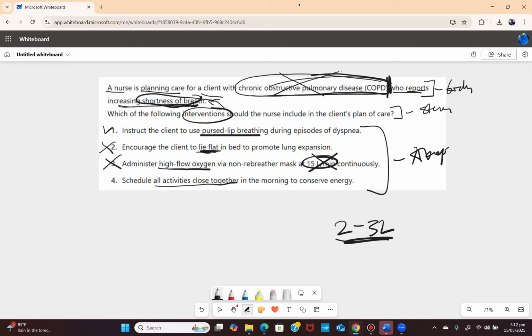Now, schedule all activity together. Now generally, let's forget about COPD right now. Generally, we don't encourage patients to do all activity. Now you can see answers like this related to multiple sclerosis as well, or maybe some other condition that involves a high level of stress or conservation of energy. We don't encourage the client to do all activity.